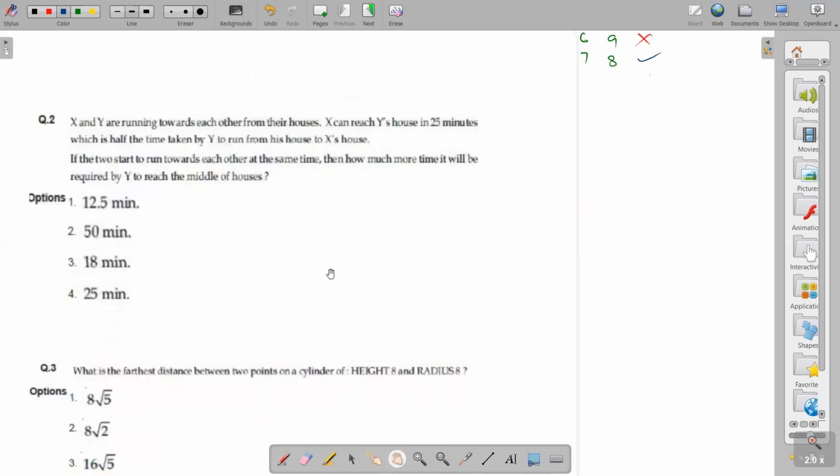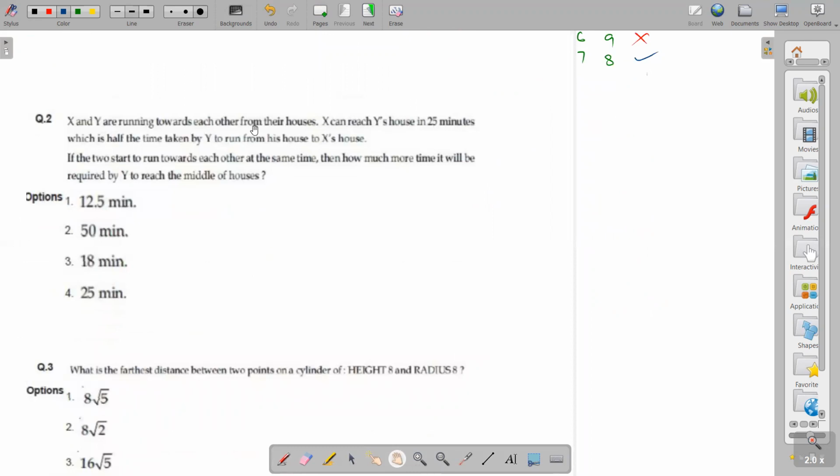Moving ahead, X and Y are running towards each other from their houses. So there are two people, X and Y, moving towards each other's houses. X can reach Y's house in 25 minutes. X takes 25 minutes to travel the entire distance, which is half of the time taken by Y. So Y will take 50 minutes. Y will take double.